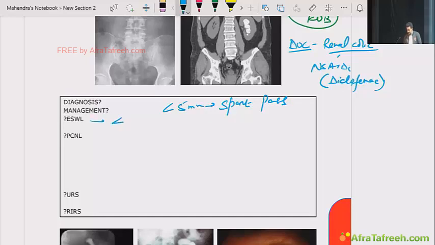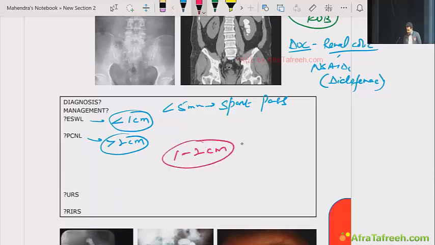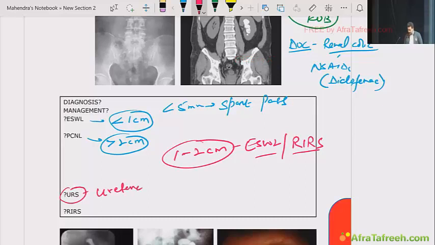ESWL is mainly preferred for stones less than 1 centimeter, 1 to 1.5. PCNL is preferred for stones more than 2 centimeters. Between 1 to 2 centimeters, either ESWL or retrograde intrarenal surgery, RIRS. URS is for the ureteric stones.